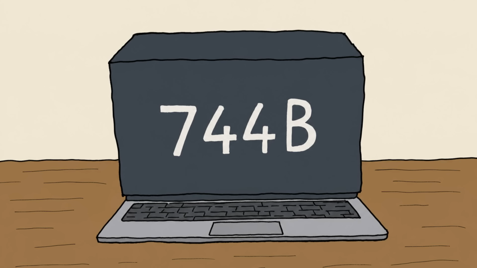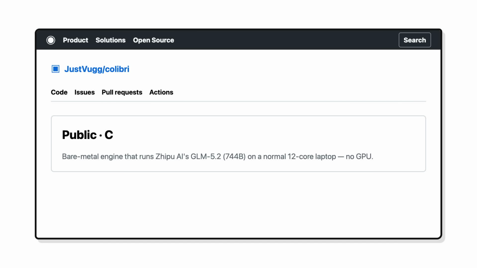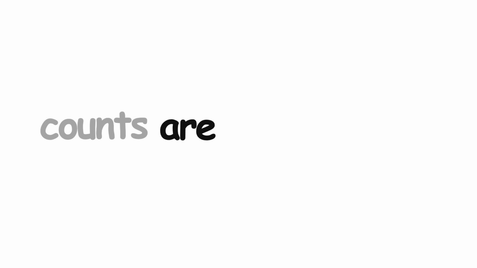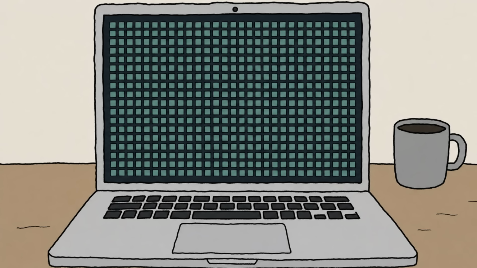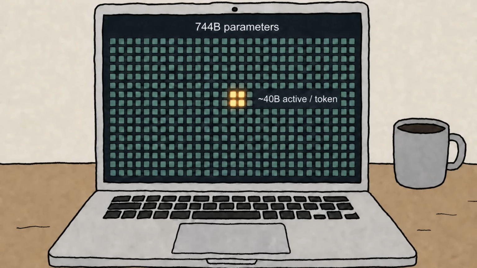A 744 billion parameter AI model is currently running on a normal 12-core laptop with 0 GPUs and 25 to 32 gigabytes of memory. A solo developer who goes by JustVug on GitHub figured out how to do it with a free tool called Colibri, and it proves that headline parameter counts are essentially a lie. Because within the first minute of looking at the receipt, you realize how Zhipu AI's GLM-5.2 actually works.